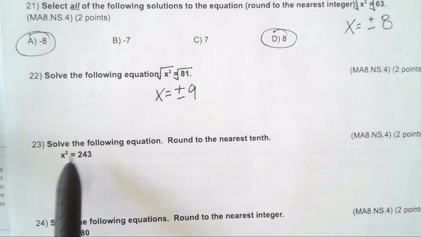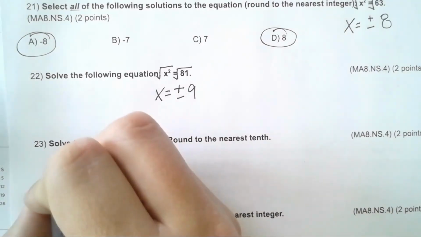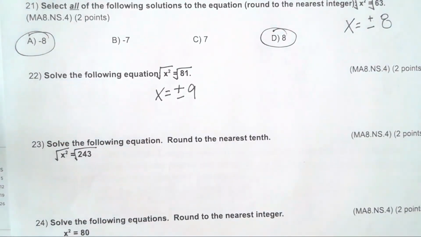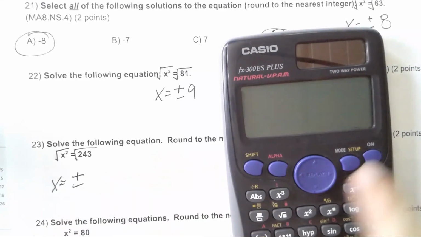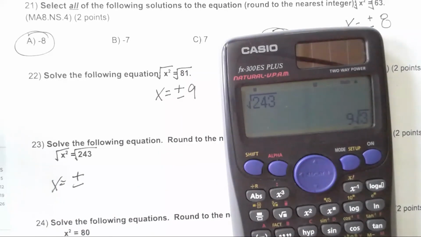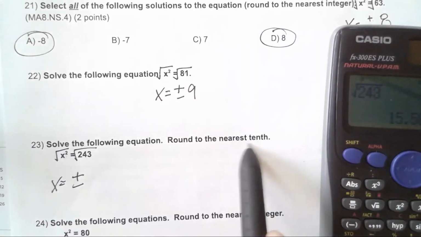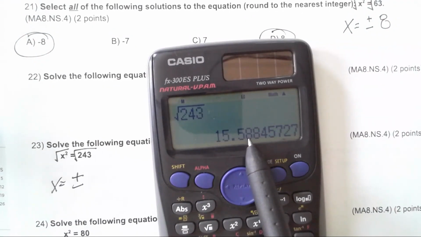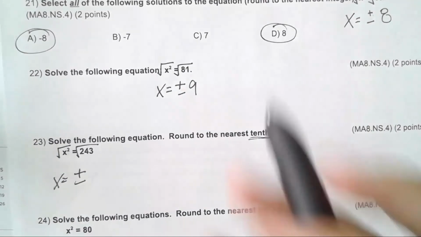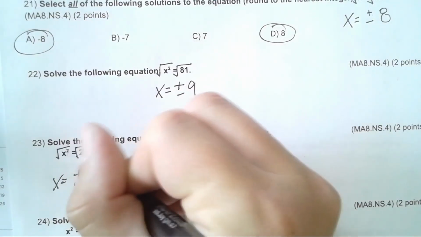Same thing, 23, to get rid of a square, the opposite of squaring something is square rooting. So when you take the square root of 243, you get plus or minus 15.58, and it tells us to round it to the nearest tenth. So to the nearest tenth, my 8 is 5 or greater, so I'm going to round the 5 up to a 6. So this answer is plus or minus 15.6.